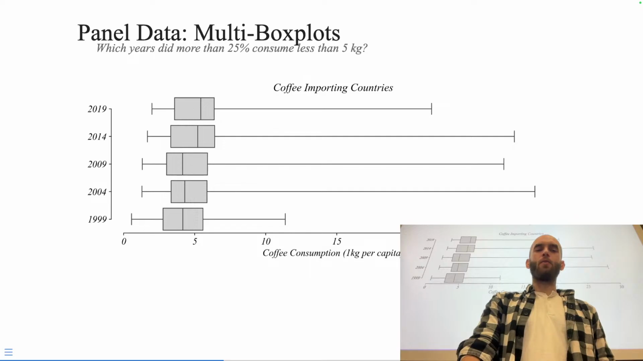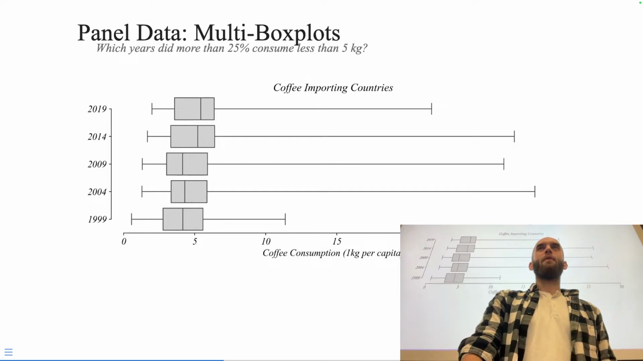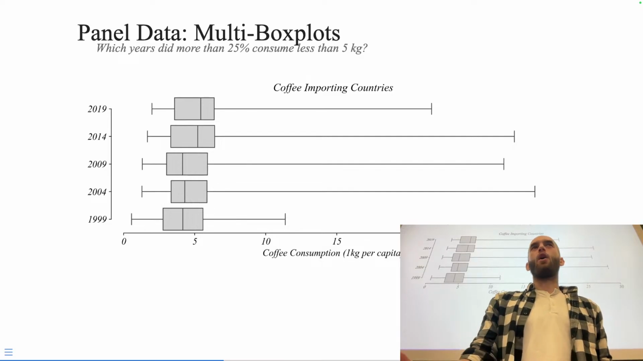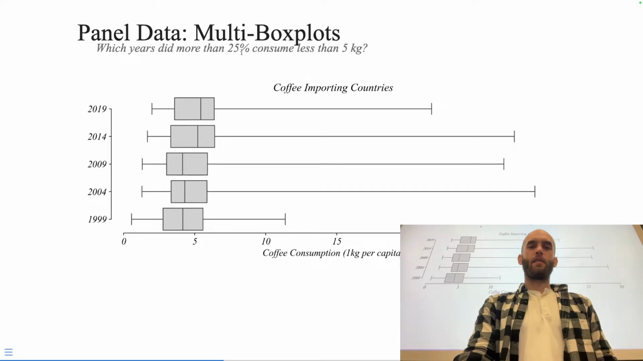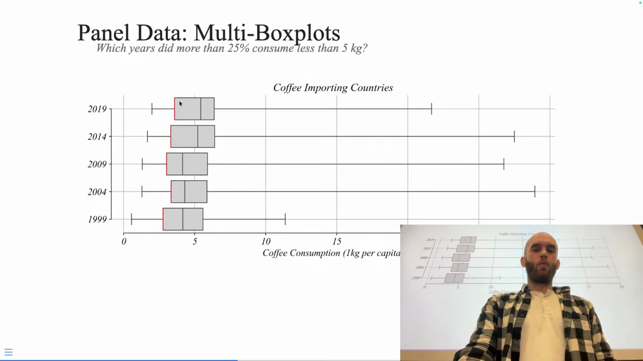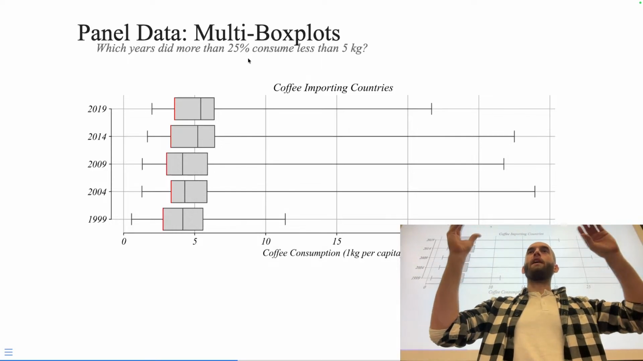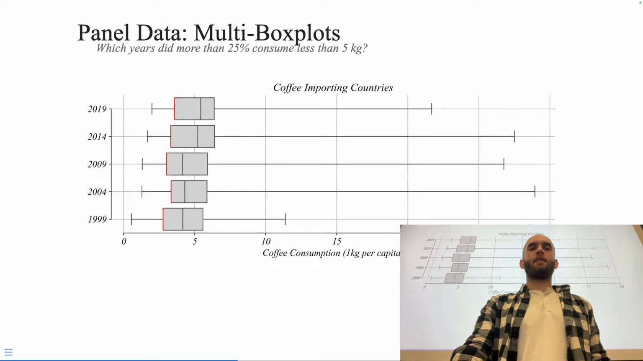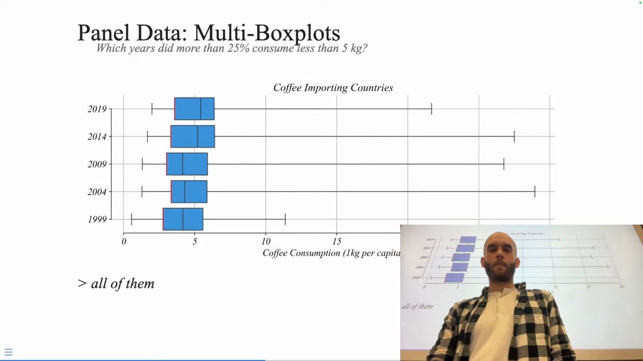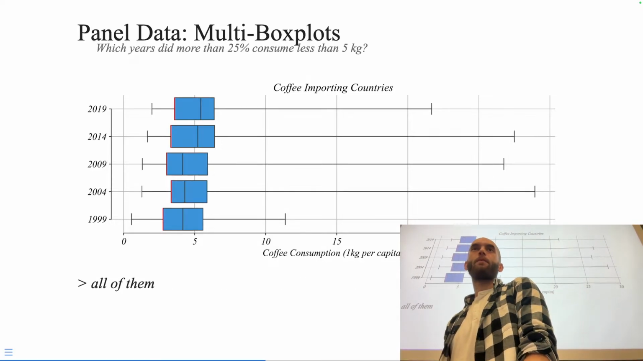This one was maybe the hardest one. Which years did more than 25% consume less than 5 kilograms? I remember there was some struggle on this question, which is fair. All we do is look at the 25th percentile, so the Q1, and compare that to the 5. So did more than 25%? We want to check whether the Q1 is below 5. And in this case, that's all of them. Okay, any questions here?